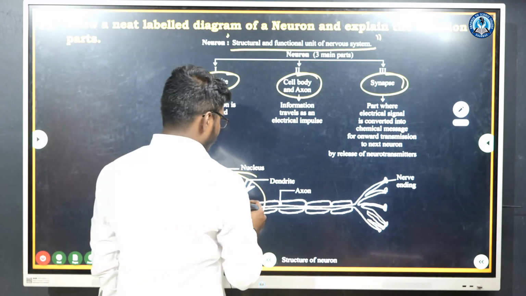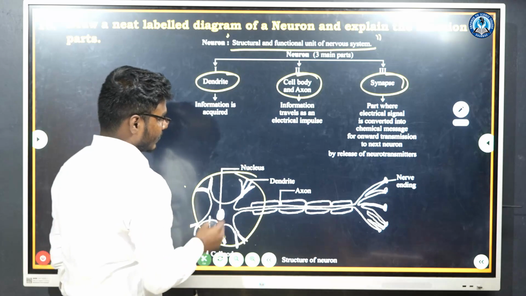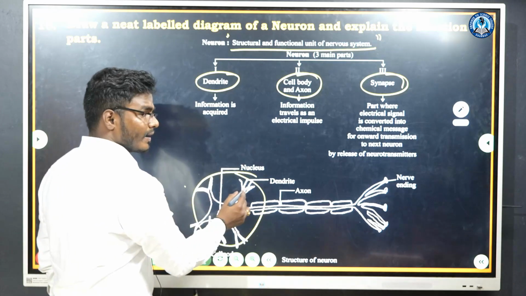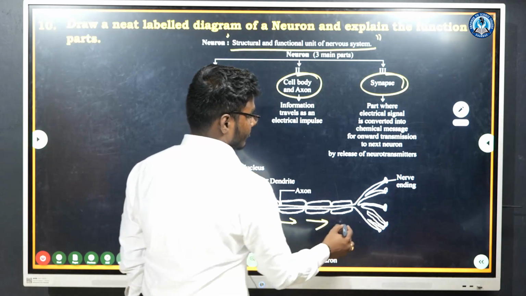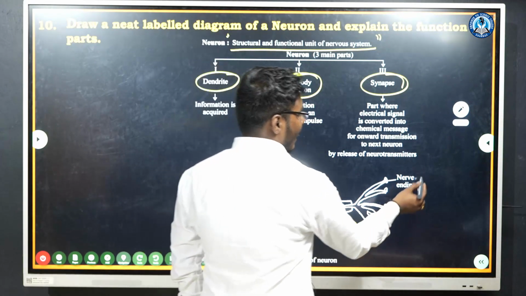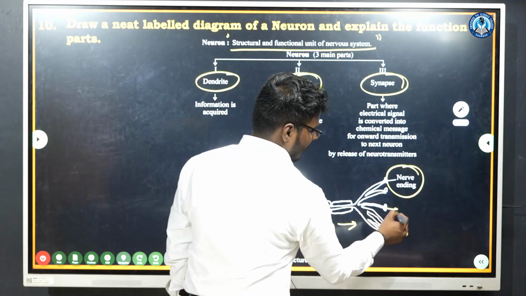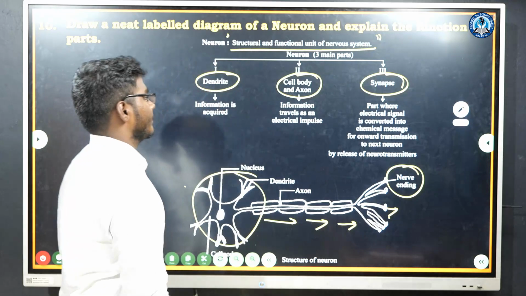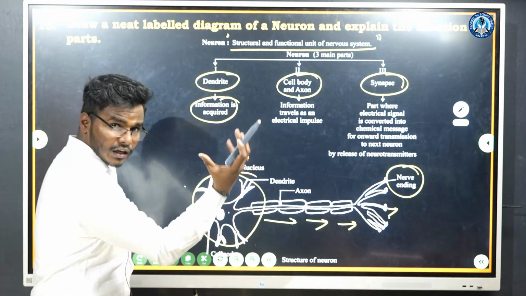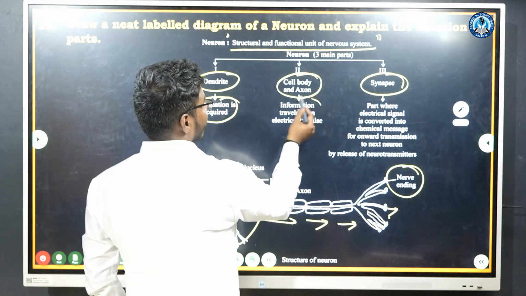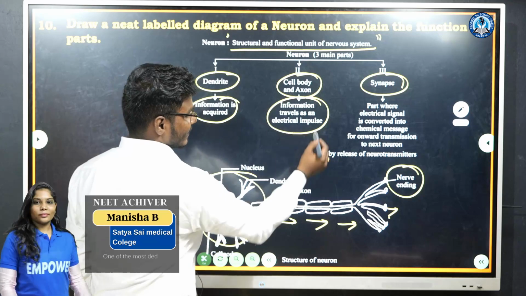This is the axon. Whenever a signal is received, the signal comes to the dendrites. This signal passes this way along the length. These are the nerve endings. The signals are passed from these nerve endings. The dendrite takes in the information. In the cell body and axon, the information travels as an electrical impulse.